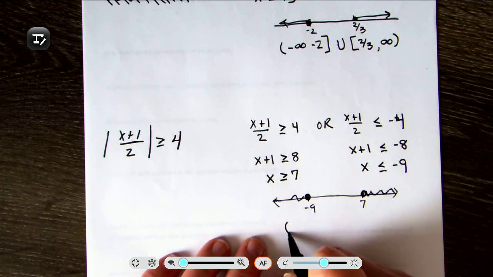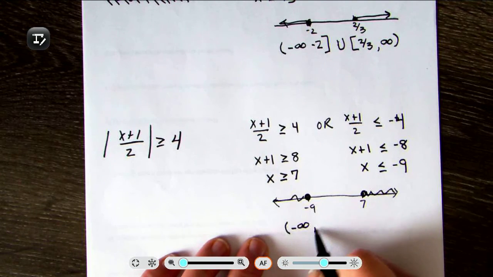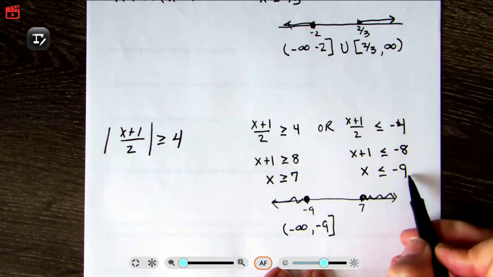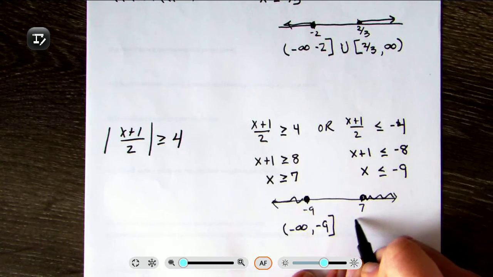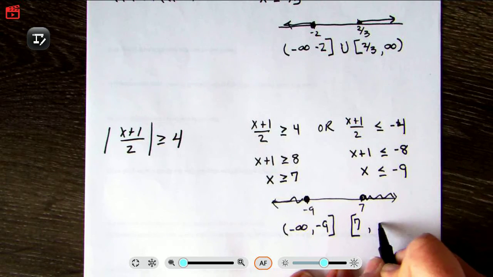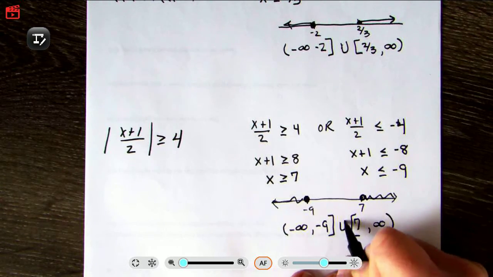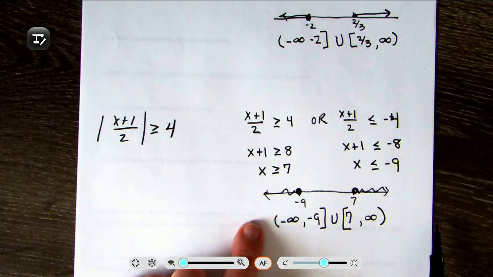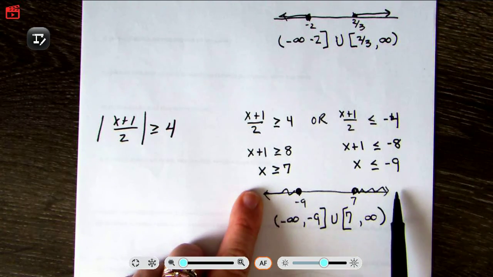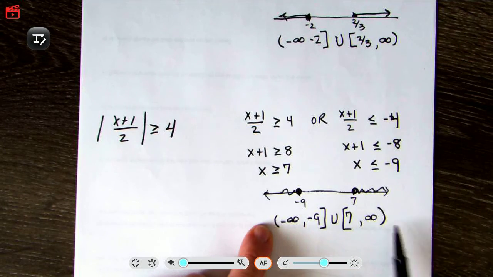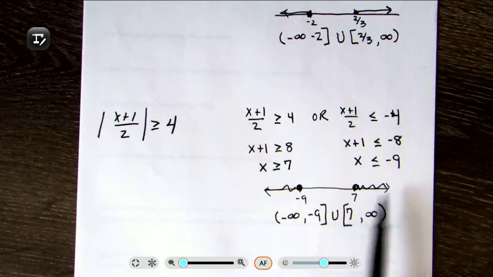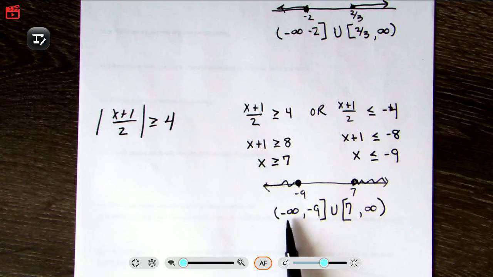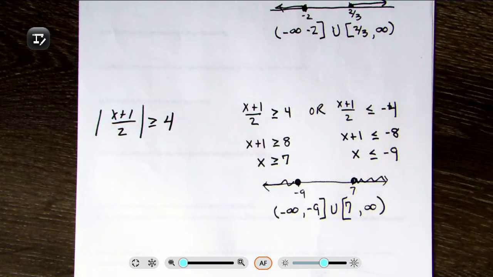This would be written negative infinity to negative 9, including the negative 9, because we included the negative 9 here. Then 7, including the 7, up to infinity, and union. And we do like to write them from smallest to largest, like the number line goes left to right, smallest to largest. So get into the habit of writing this mathematically correctly. We like to think, smallest to largest.